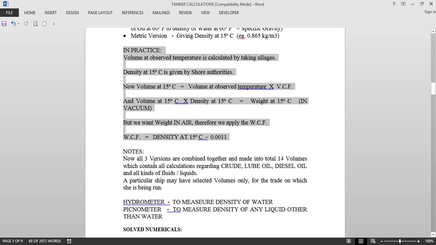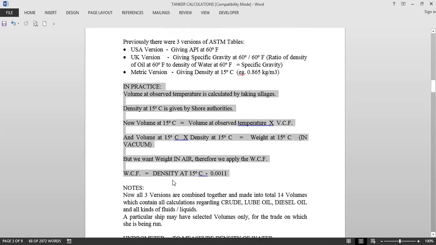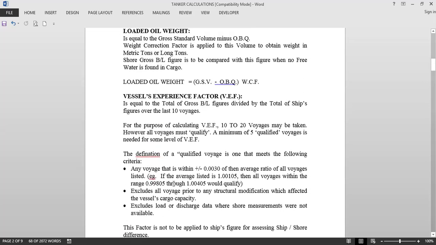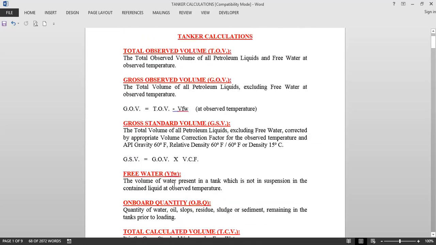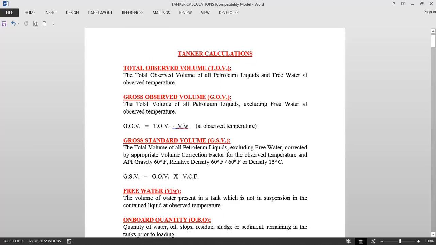Now all 3 versions of these ASTM tables are combined together and made into 14 volumes, which contain all calculations regarding crude oil, lube oil, diesel oil, and all kinds of fluids or liquids. A particular ship may have selected volumes only for the trade in which she is being run. You may have a hydrometer on board the ship to measure density of water. You may have a pycnometer to measure density of any liquid other than water. So this is basically how you calculate volumes on an oil tanker, which is very simple, and I've tried to explain it in a very simple manner. This is for understanding the principle.